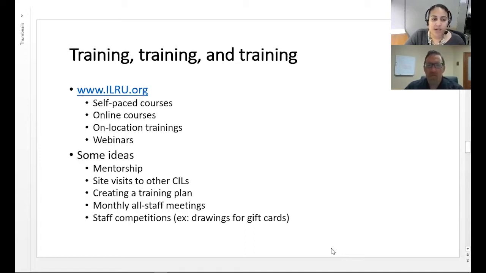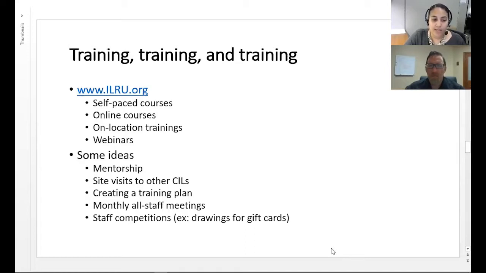And then some other ideas that we heard when it comes to organizations really being creative in regards to training were mentorship. So this is really great if you have a veteran staff member who has a wealth of knowledge, and it's a really good opportunity to partner them with a newer staff member. And then I think also site visits to other CILs.